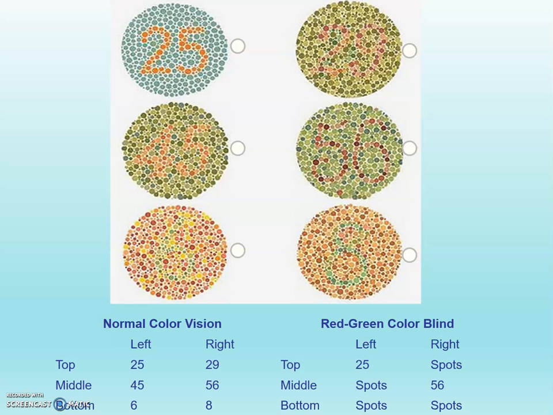And this test was for red-green color blindness. So again, just one kind of color blindness. And based upon what you get in your numbers here in the scatters, this will be normal vision, and this is the red-green color blindness vision. All right, so work on your problems, and then we'll go over them.